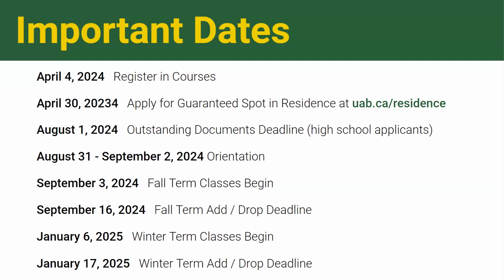August 1st is the outstanding document deadline for high school applicants. So if you are coming out of high school, August 1st is the deadline to get in your official transcripts and coursework grades. If you are a transfer student, June 15th is the official outstanding document deadline. So that is just something to be made aware of if you are transferring from another institution or you are a U of A student transferring into the Faculty of Arts from a different program. June 15th is the deadline to get in your official grades and documents. And then August 31st to September 2nd is orientation for the University of Alberta. And then September 3rd is when fall term classes begin. And at that point, you are off to the races, and hopefully you all are well aware of what you're doing at that point.